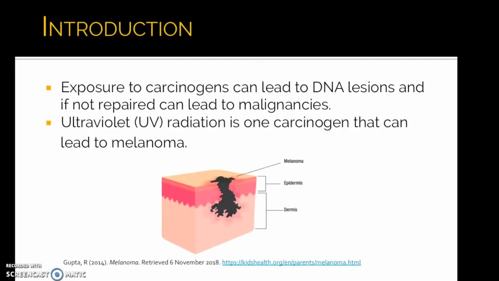Not every type of cancer is caused by an inherited gene mutation. Many cancers are sporadic and result from exposure to carcinogens such as ultraviolet radiation. UV can lead to DNA lesions, which in turn can result in cancers including melanoma.